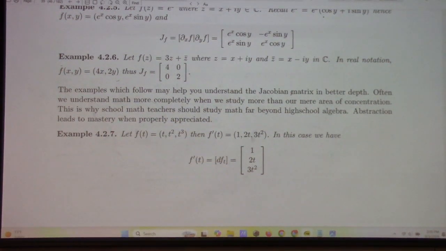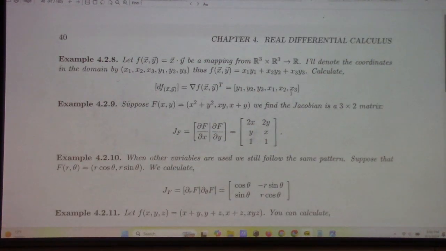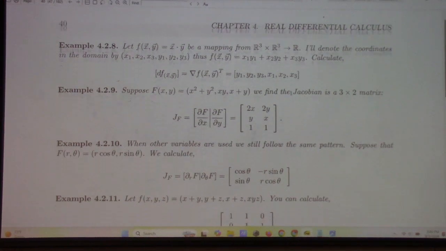All right. And these are just for context. Here's the Jacobian matrix for a path. Here's the Jacobian matrix for a function from R6 to R, whatever. You can look at these or not look at these. It's all good.